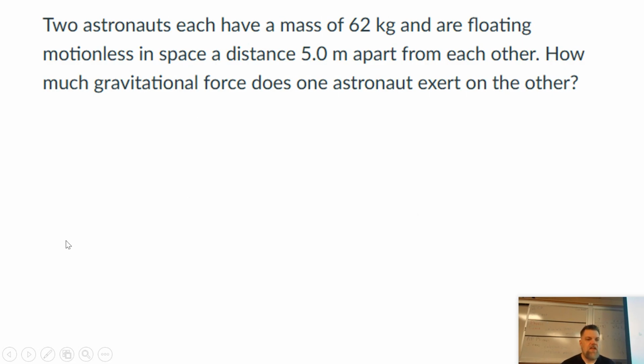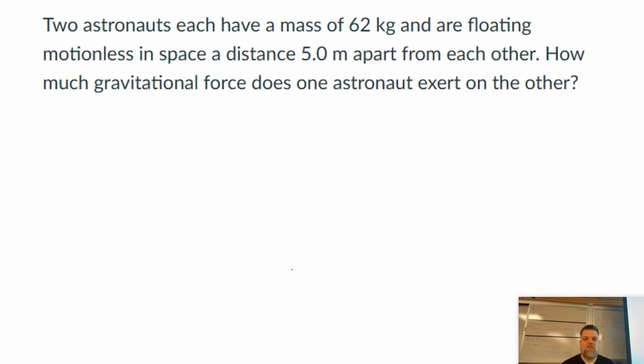All right, so it says two astronauts have a mass of 62 kilograms and are floating motionless in space at a distance of 5 meters apart from each other. How much gravitational force does each astronaut exert on one another? So this is an interesting one.